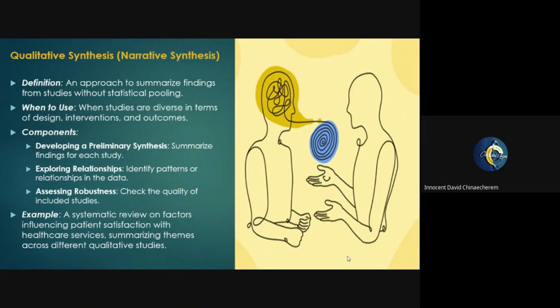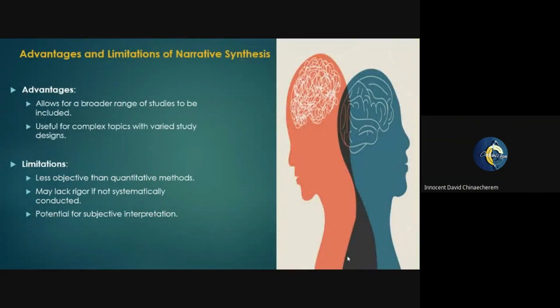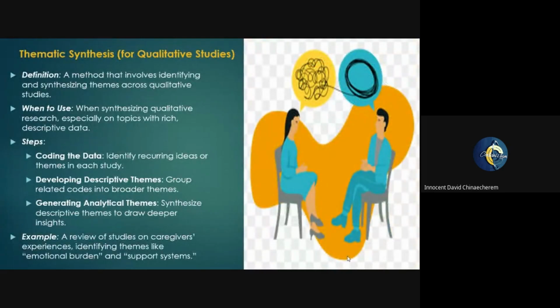For qualitative, whenever we have a narrative synthesis, it's mostly a mixed method approach with diverse designs. The advantage is that it takes a broader approach, and we use it mostly whenever we're exploring complex topics. Again, it could have the limitation of less objectivity, sometimes lacking rigor, and potential for subjective interpretation. This is also similar to thematic synthesis being subjective.